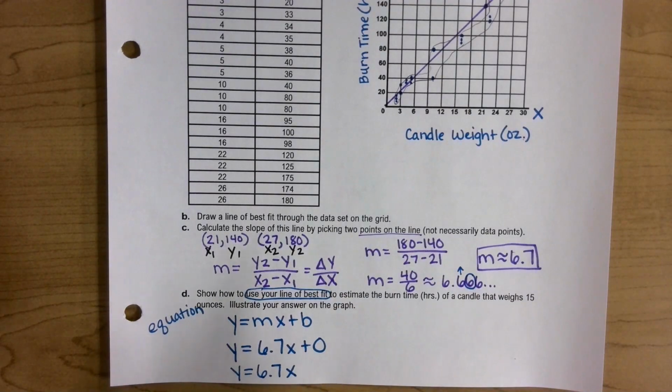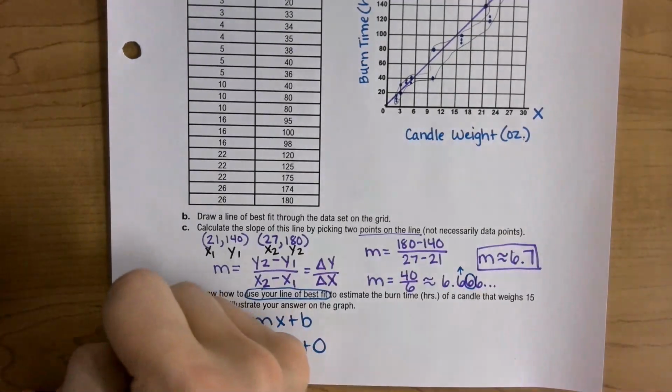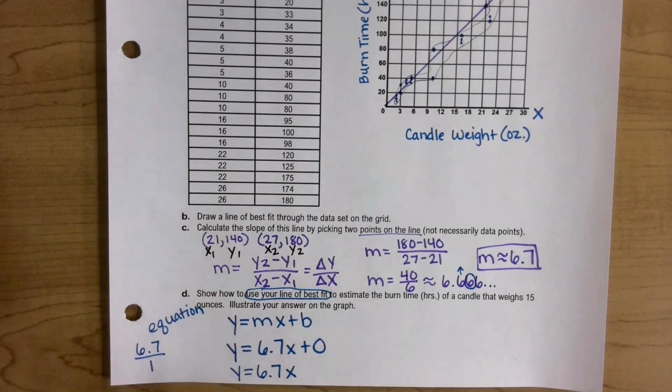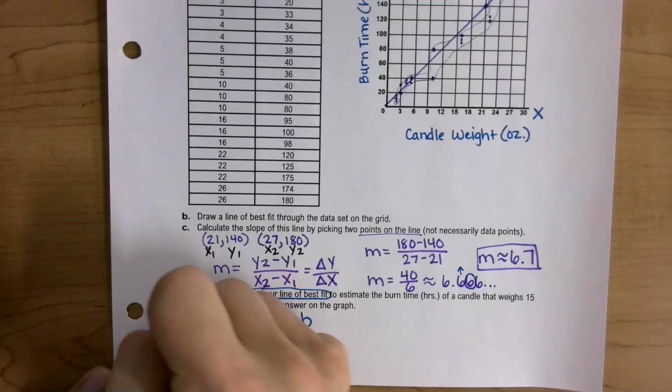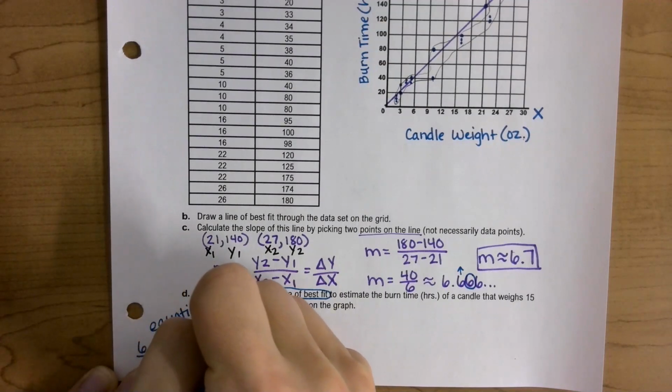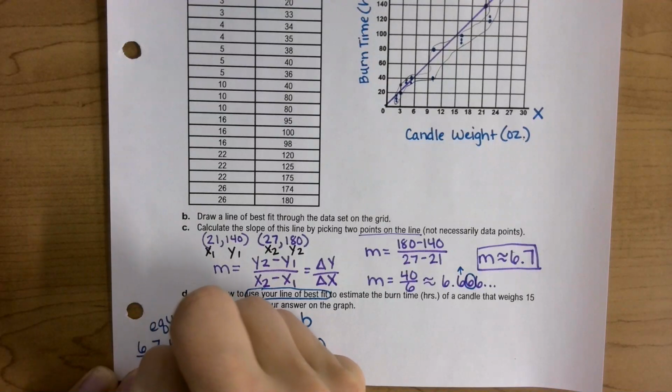And what that's saying is, if it ever asks you to interpret the slope, remember our slope is our change in y over a change in x. So if I create 6.7 as a fraction, 6.7 over 1, and I go back to my graph, y is my burn time in hours, and my x equals my candle weight.